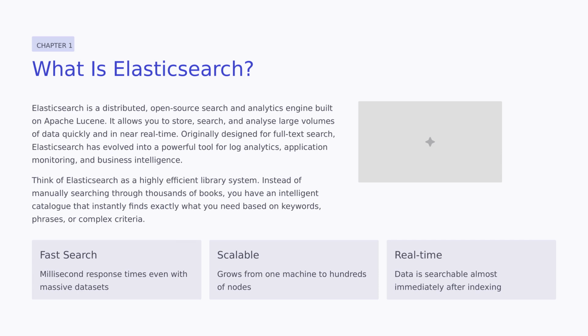What is Elasticsearch? Imagine a highly efficient library system, but for data. Elasticsearch, a distributed, open-source engine, is like having an intelligent catalog that swiftly retrieves information based on your criteria. It offers lightning-fast search capabilities, scales seamlessly from one machine to hundreds, and provides real-time data accessibility. With millisecond response times even for vast datasets, Elasticsearch is a powerful tool for log analytics, monitoring applications, and business intelligence. It's the go-to solution for storing, searching, and analyzing large volumes of data quickly and effectively.